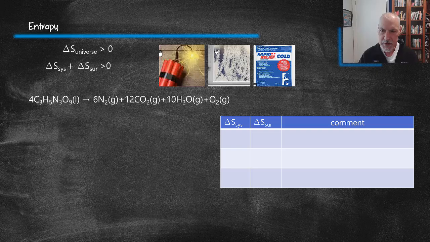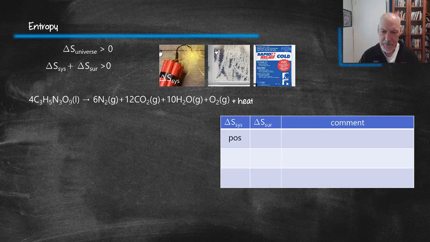Here's the reaction of nitroglycerin. Let's take a look at what we think is first of all happening to its change in entropy. We can see we're going from a liquid to a whole bunch of gas particles. So we can definitely say that the entropy of our system is increasing, or would be a positive value.